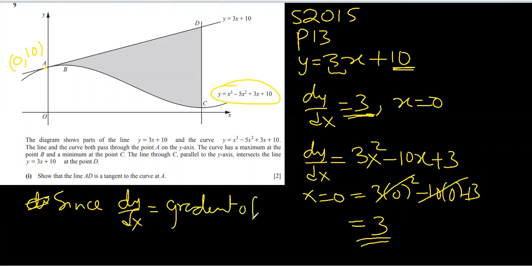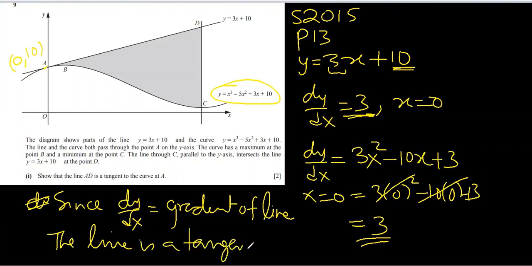So we can say here that since dy over dx is equal to the gradient of the line, the line is a tangent to the curve. That's it. Okay, let's see the next part.